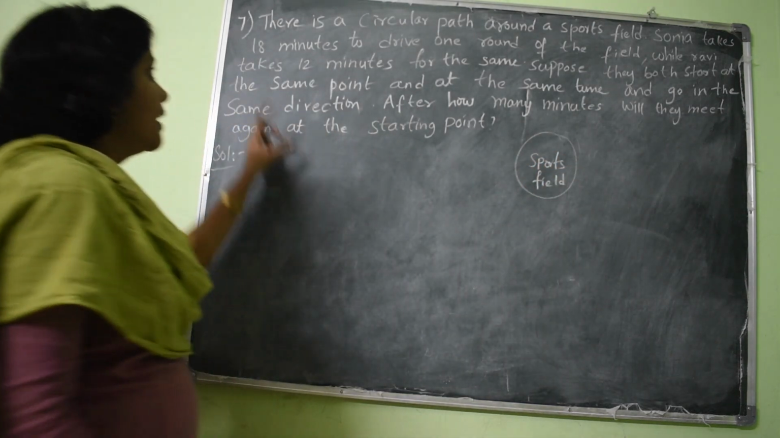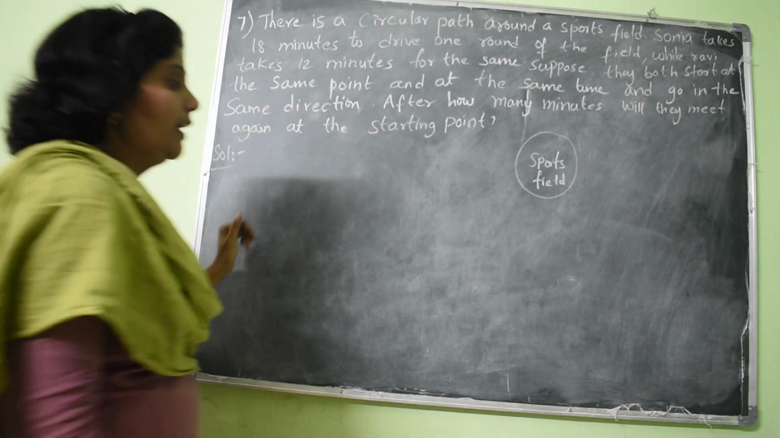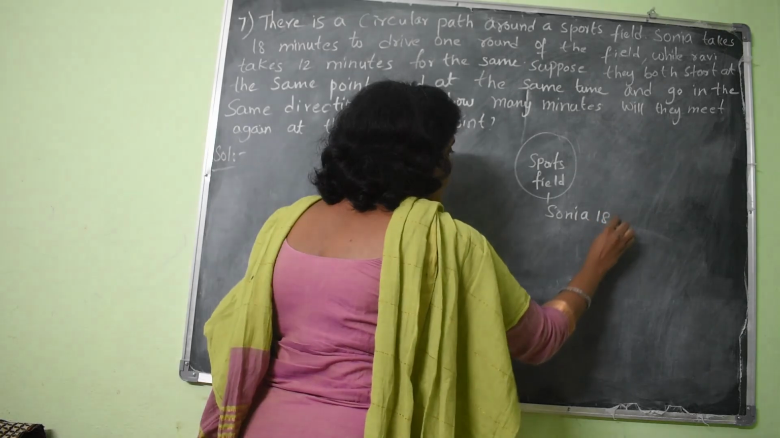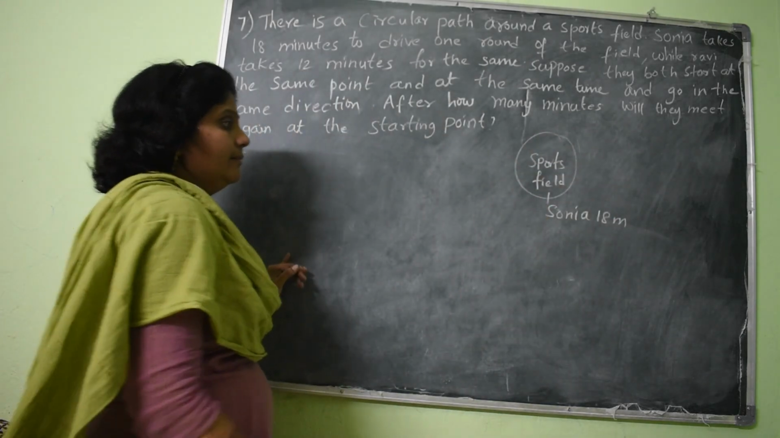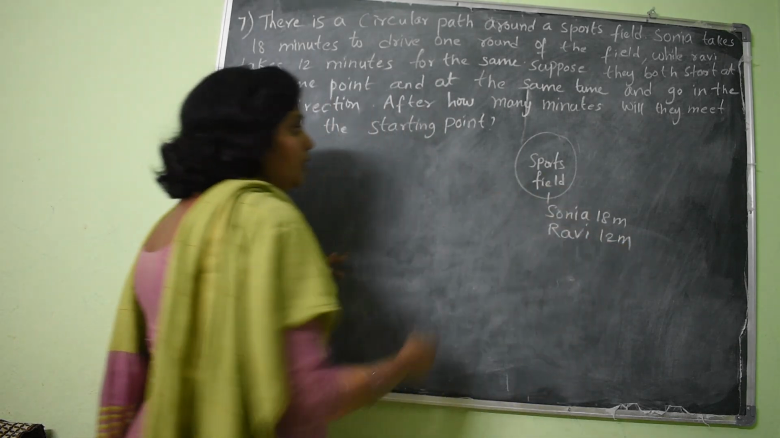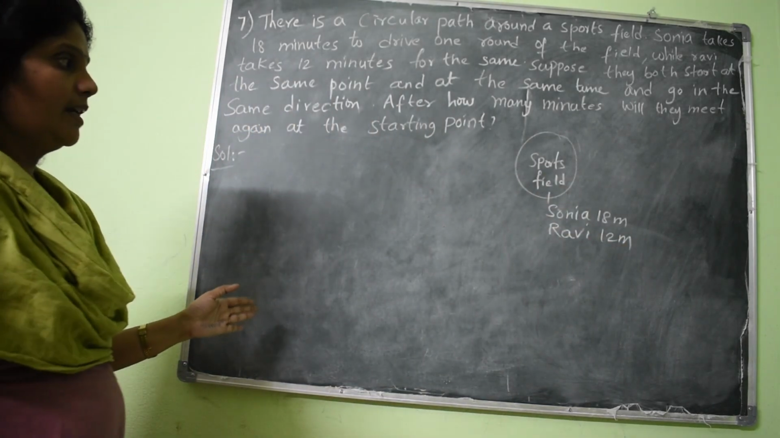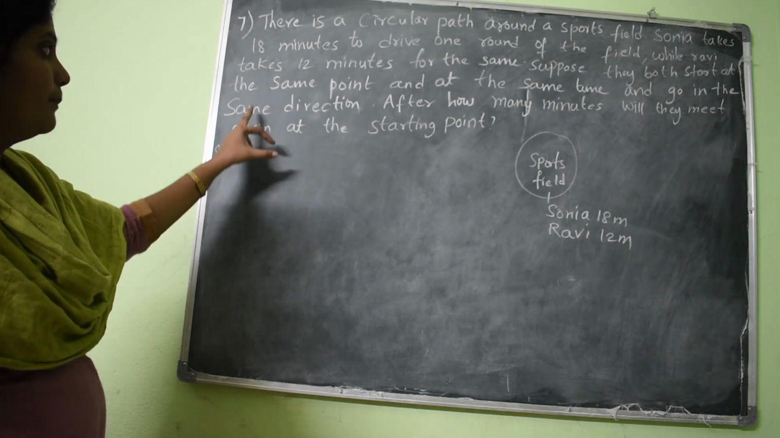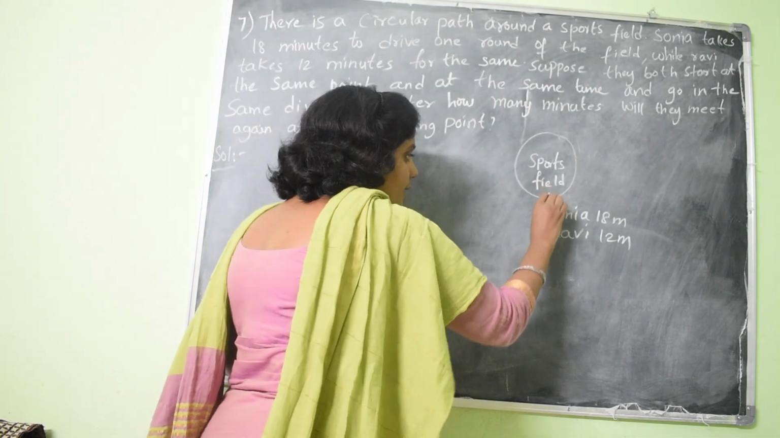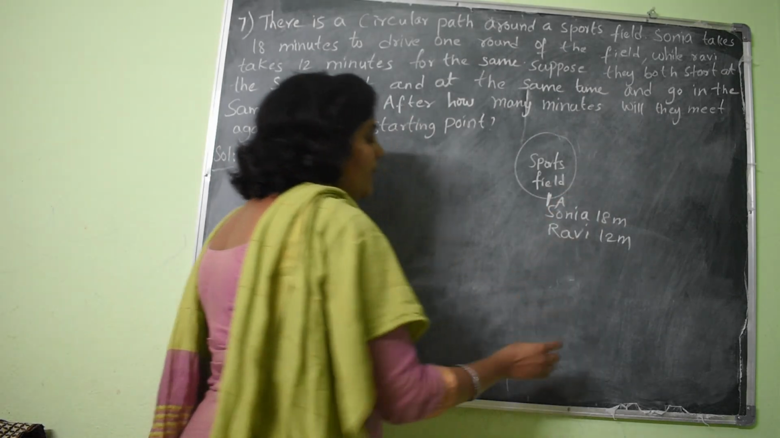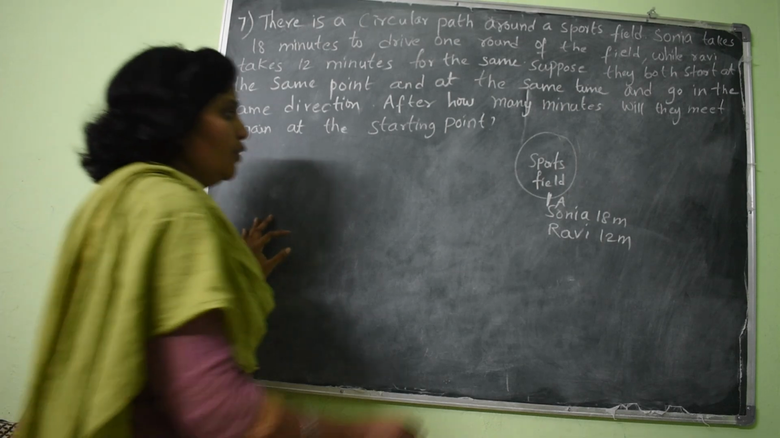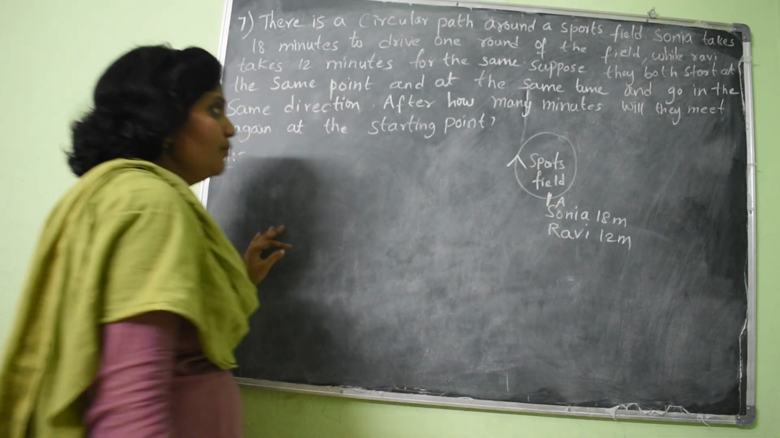Sonia takes 18 minutes to drive one round of the field, and Ravi takes 12 minutes to drive the same. They both start at the same point and at the same time. Let the starting point be A. The time is also the same, and they go in the same direction. Let us assume this direction.